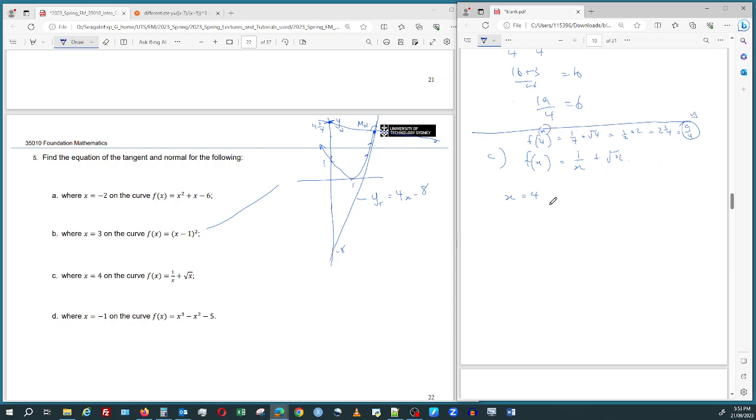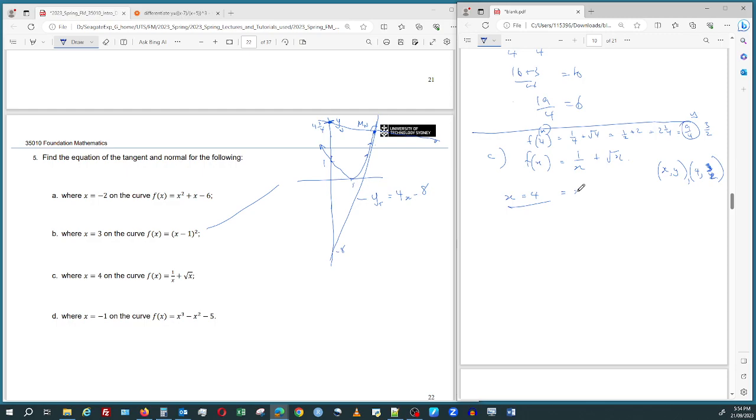So we've got an xy pair of 4 and 9 on 4. Now 9 on 4 is 3 on 2. So I might change that to 3 on 2, okay? Alright, so now we haven't done the derivative yet.